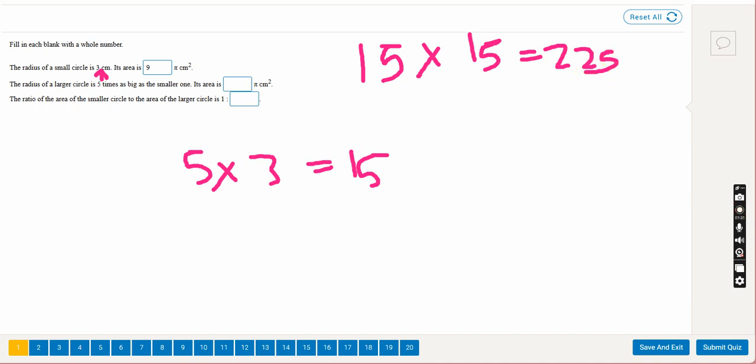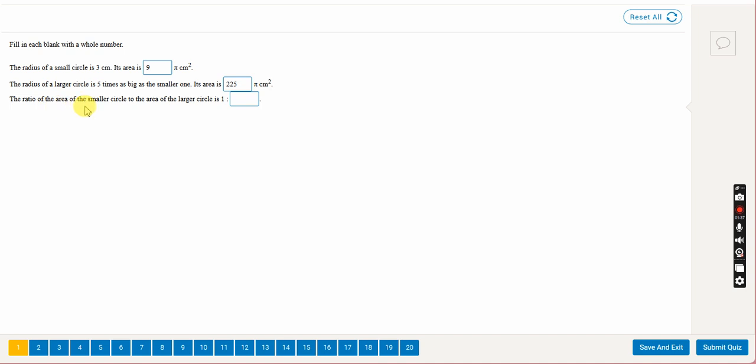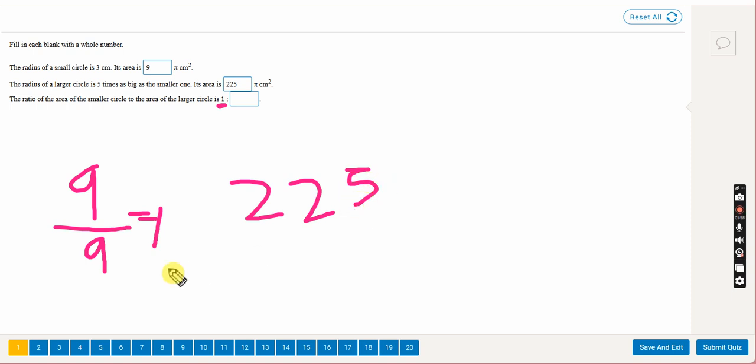Okay, we're done with this. 225 pi. Now the next one, what are they saying in the question? The ratio of the area of the smaller circle to the area of the larger circle is 1 to, it's a ratio, right? So what did they do? To the smaller circle, they divided 9 by 9. How do I know that? Because it became 1, right? Whatever we do to the first number in the ratio, we also do to the second number. So 225 divided by 9 gives us 25. There you go. We're done with the first one.